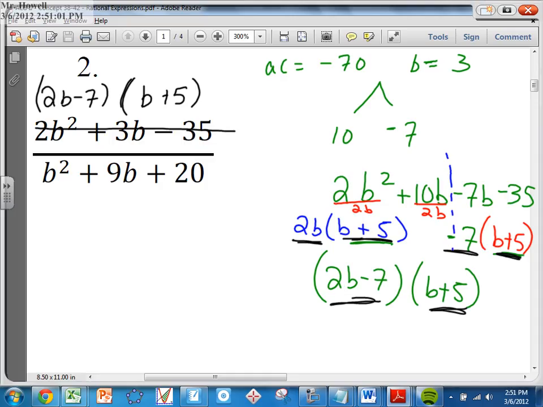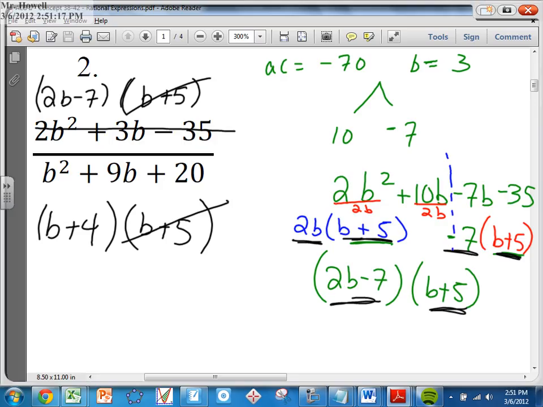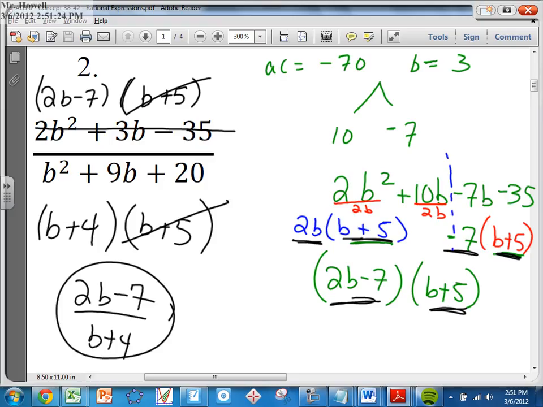Denominator, what do you get? 5 and 4. Notice, the 5 repeats itself. Is that a coincidence? Maybe, but I kind of made the problem that way, right? If they didn't repeat, could you simplify? No, you couldn't. So again, simplify by canceling, and your final answer is 2b minus 7 over b plus 4. Again, whatever results in the answer is what's left.